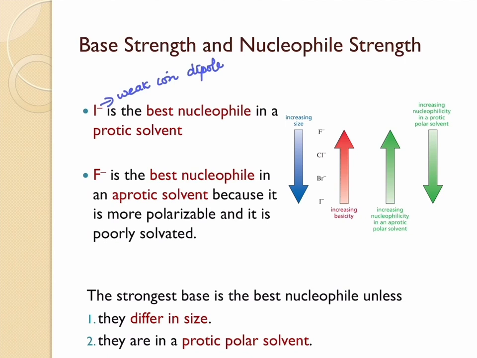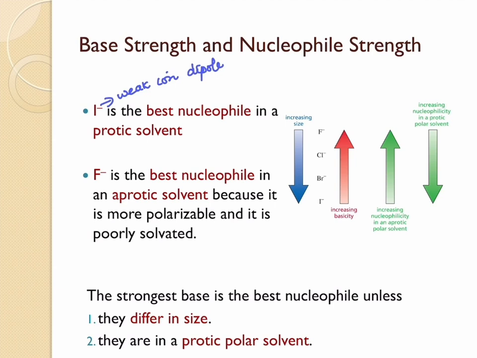And therefore it is freely available for the nucleophilic attack. On the other hand, F minus is the best nucleophile in a polar aprotic solvent because it's more polarizable and it is poorly solvated. In a polar aprotic solvent, it is always a cation which is solvated, leaving behind the anion, right, which can act as a nucleophile.